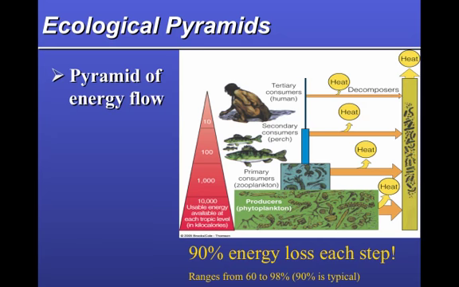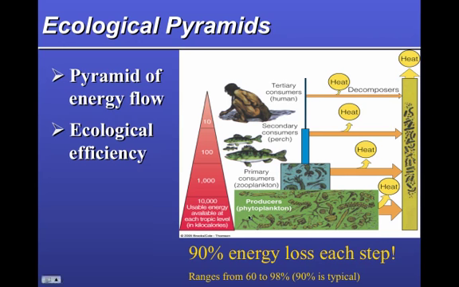Looking at these pyramids, the general rule here is 90%. Going from any trophic level up, 90% of the energy is lost, and you're left with only 10% remaining. So ecological efficiency is a big piece.